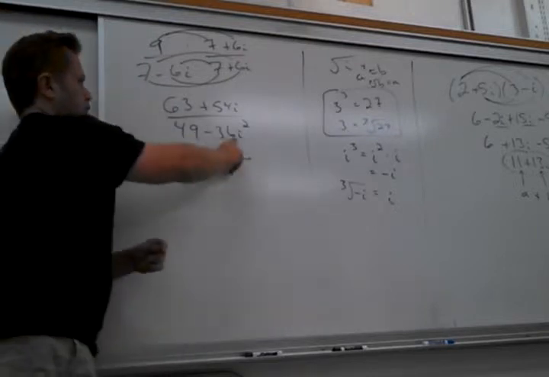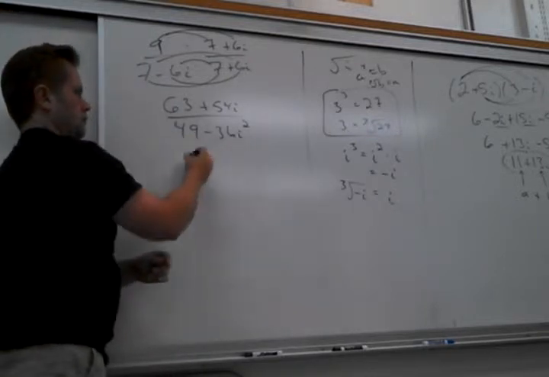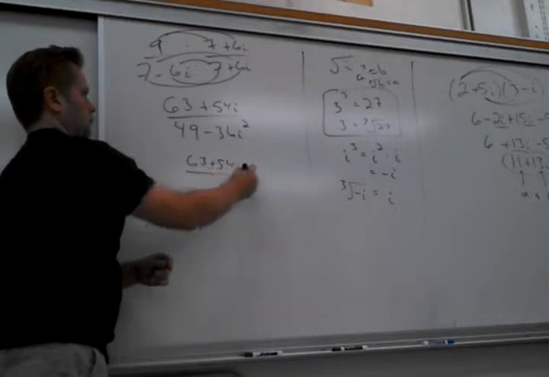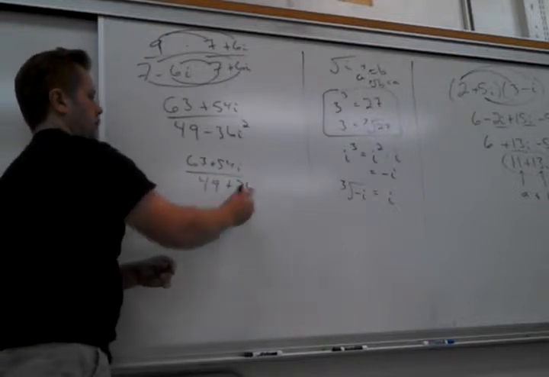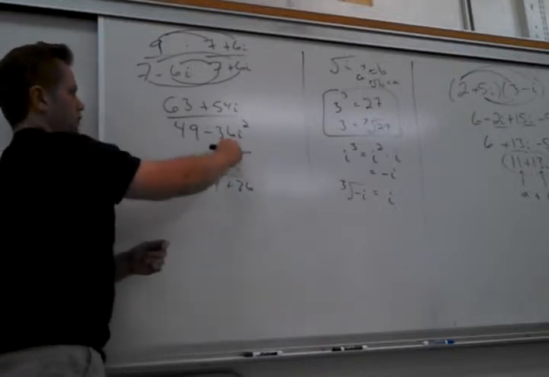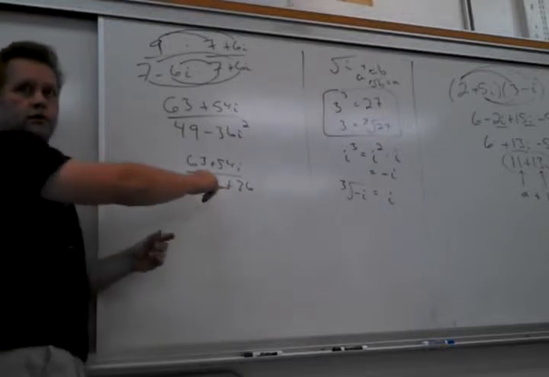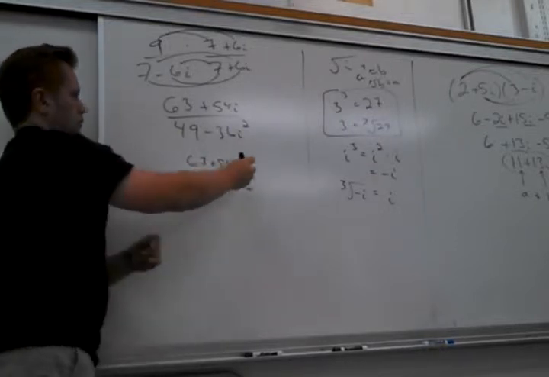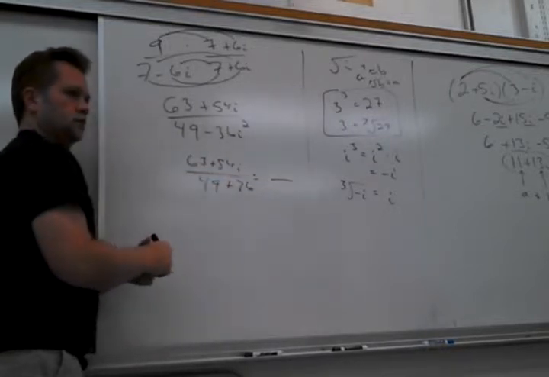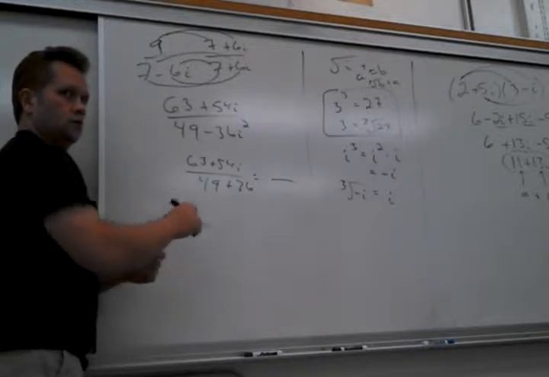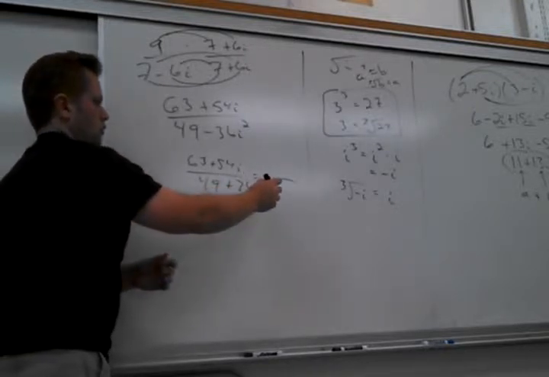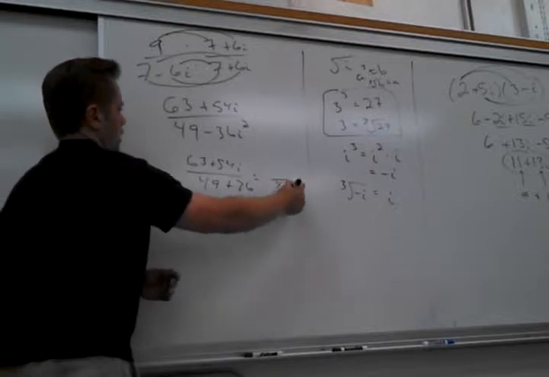And then what's this here? Minus 36 times i squared, which is negative 1. So it's 49 plus 36, right? So negative 36 times negative 1 is plus 36. Is that cool? So on the bottom I just get 49 plus 36.